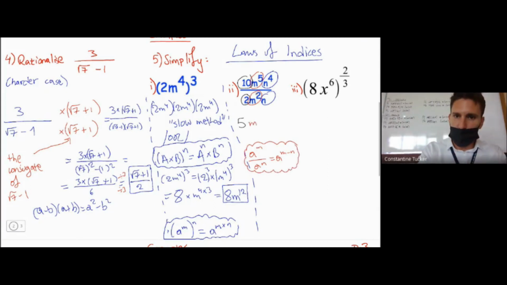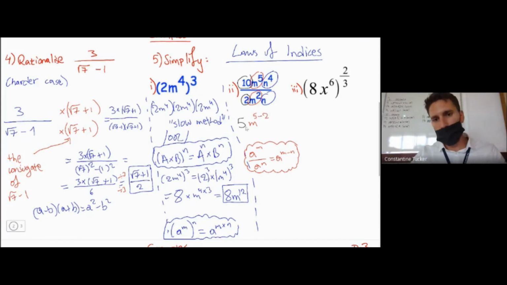So this will be m to the power of 5 minus 2. You see the invisible times I put there? There's a times. If you can't see it, it's because it's invisible. And then moving on to the last one. Again, I'm going to put an invisible times here.